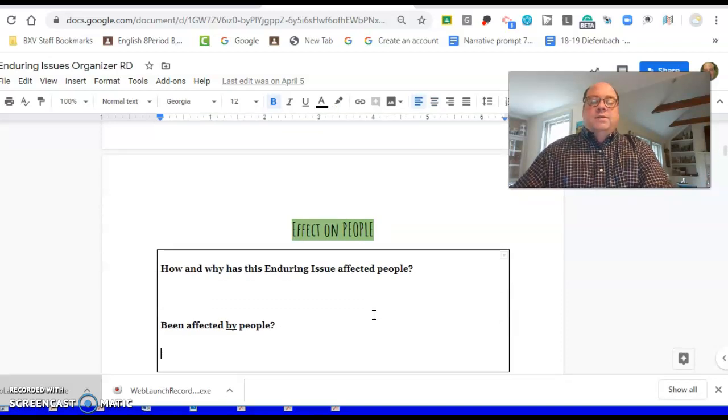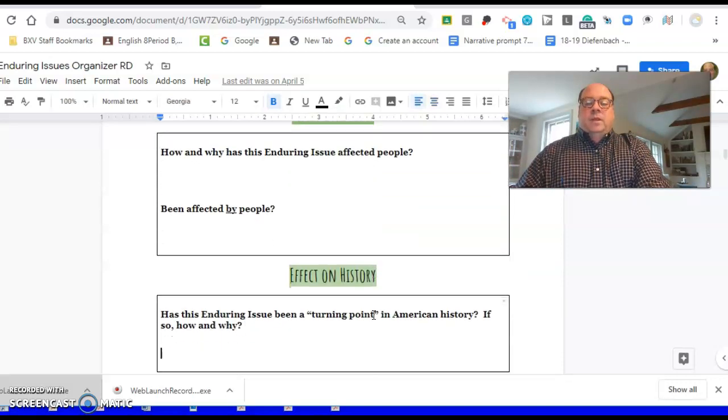How and why does this enduring issue affect people? You should, again, answer that question in a way that's thoughtful. All types of discrimination, if you were going to talk about, affect people. They affect those people that are being discriminated against, and it also affects those people that discriminate. So you need to be specific about that.